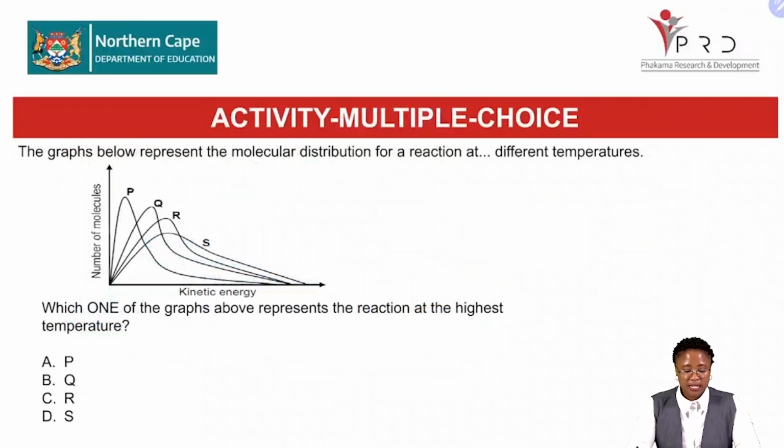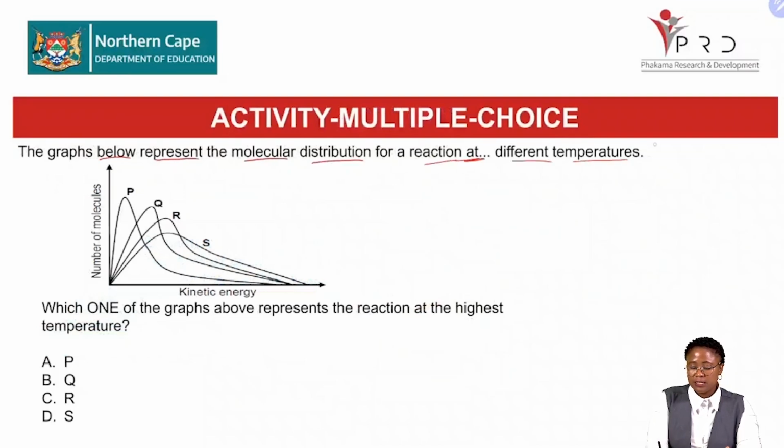Now we are going to look at a multiple choice question. I know you guys don't like graphs, but it's very important for us to deal with graphs because this question has a lot of graphs. The graphs below represent the molecular distribution of a reaction at different temperatures. As you can see, we have the kinetic energy over here and the number of molecules. They're asking which one of the graphs above represents the reaction at the highest temperature.